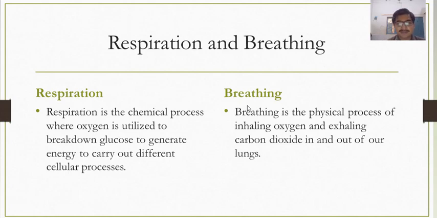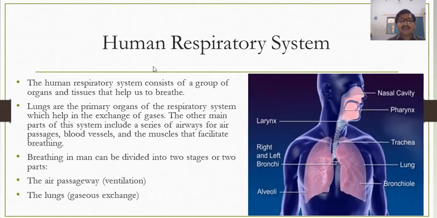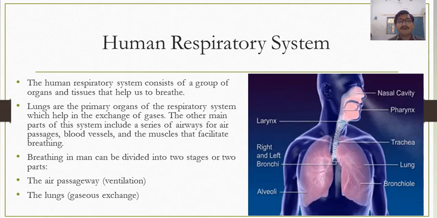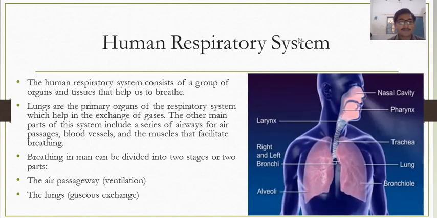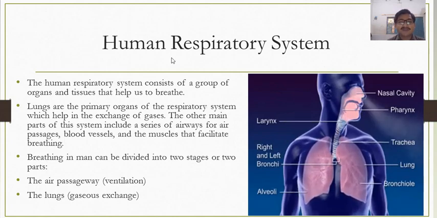So the main topic is the human respiratory system. As the word written here says, system, you have already heard about the word system. System means a collection of organs which are performing a similar function. The human respiratory system consists of a group of organs and tissues which help us to breathe. Lungs are the primary respiratory organ, and it also includes other organs like air passageway, blood vessels and muscles.